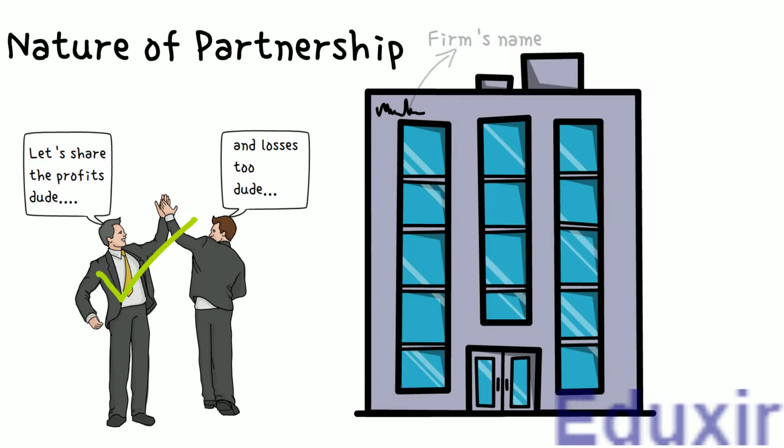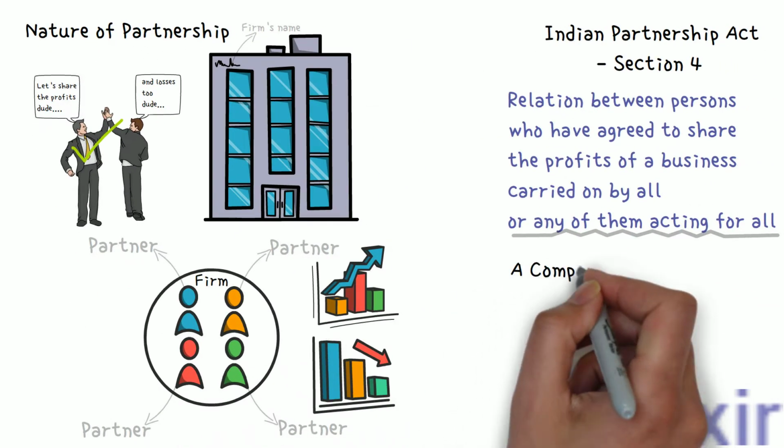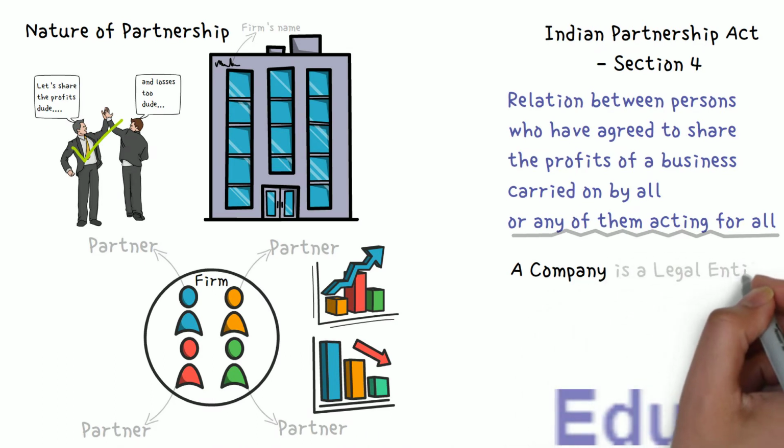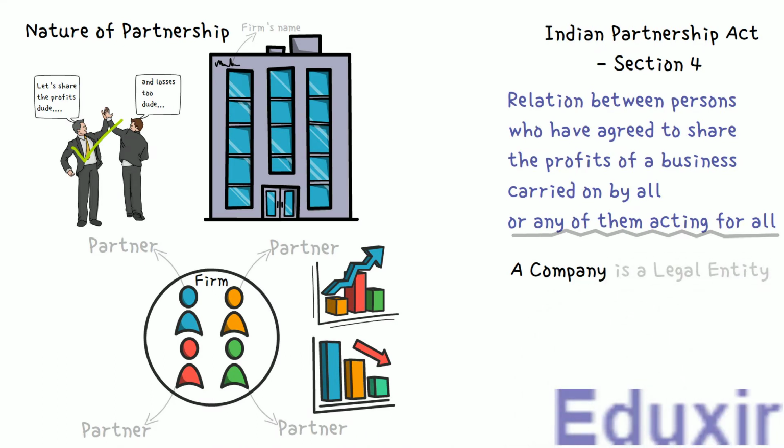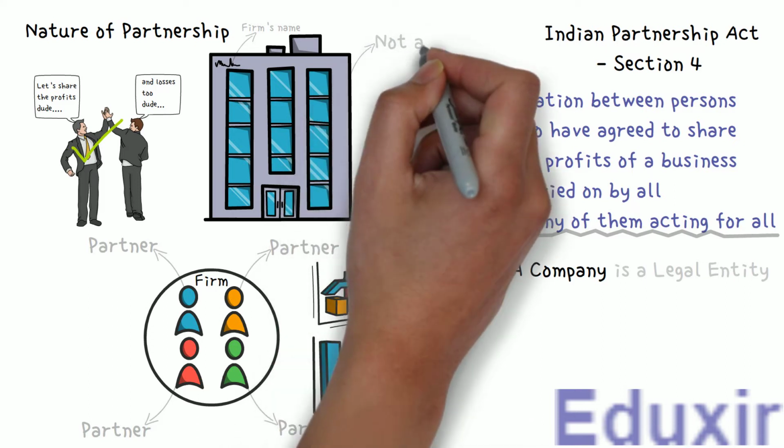When you learn about companies, you will learn that the company is a legal entity. But a firm is not like that. Here, the business is not a separate legal entity.